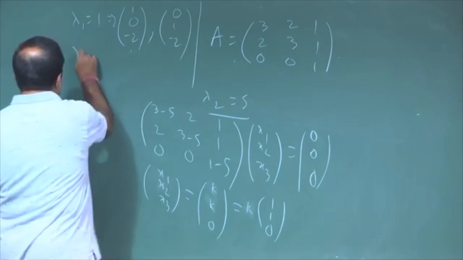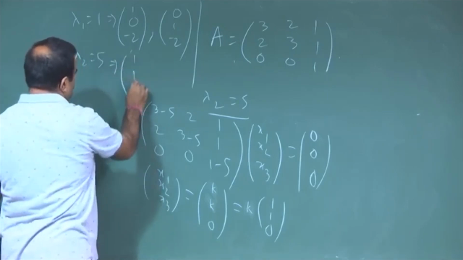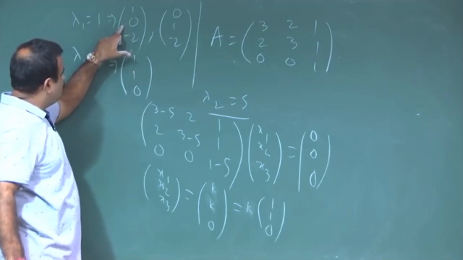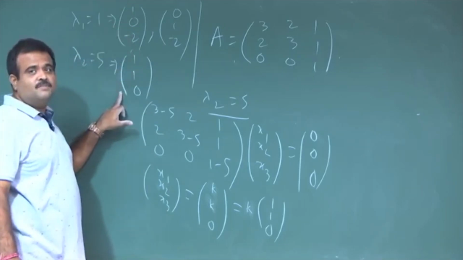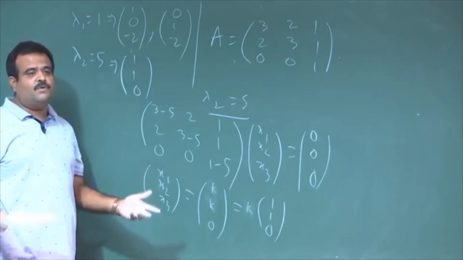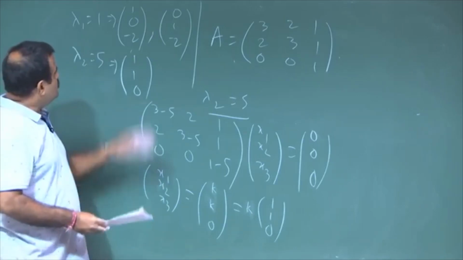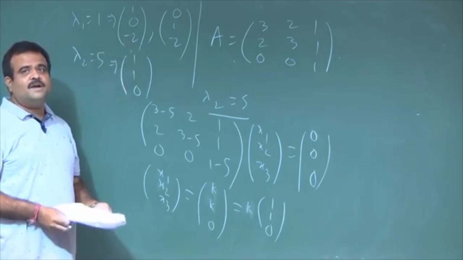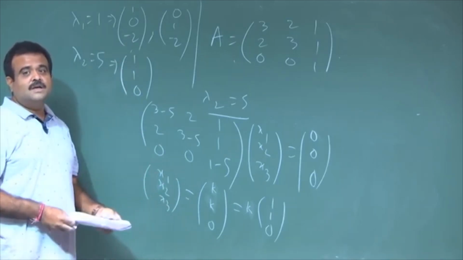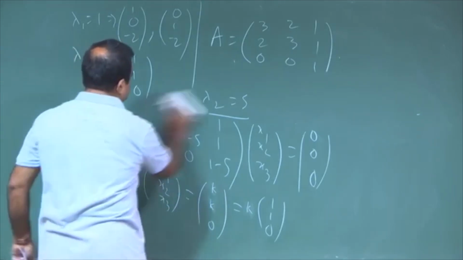So, for lambda 2 which is 5, we are getting the eigenvector 1, 1, 0. If we take a vector from here and a vector from there, they will be independent, because they are coming from two distinct eigenvalues, and we know the result: eigenvectors of distinct eigenvalues must be independent. So, these are a set of independent eigenvectors. We have 3 independent eigenvectors, which means A must be diagonalizable. So, this implies A is diagonalizable.